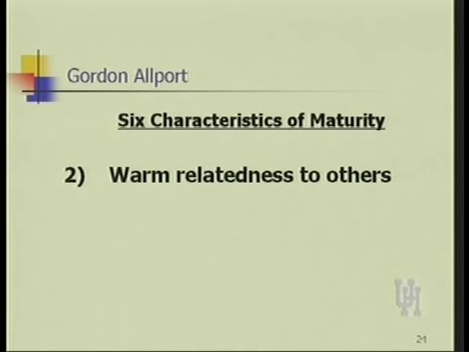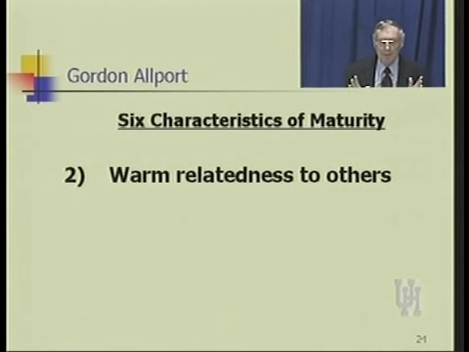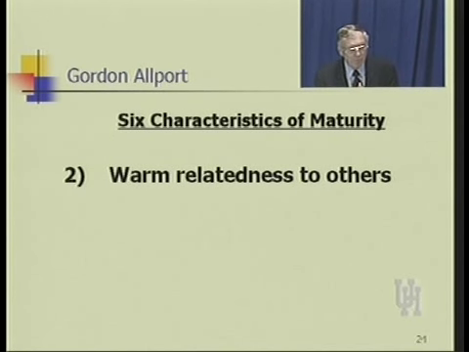Then he said, the mature person has a warm relatedness to others. And he made this distinction that the mature person not only relates to others, which is in our first variable, but actually they do so warmly. And even within this warmth, he made distinctions. He noted that an individual must be able to be intimate if they are going to be mature. That is, they really have to have a capacity to love other people.